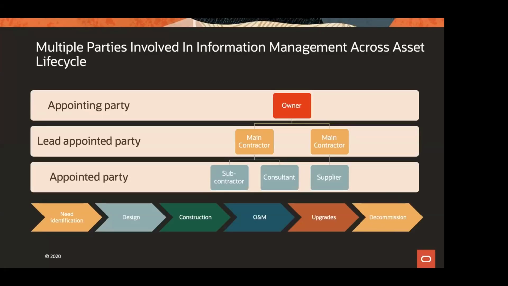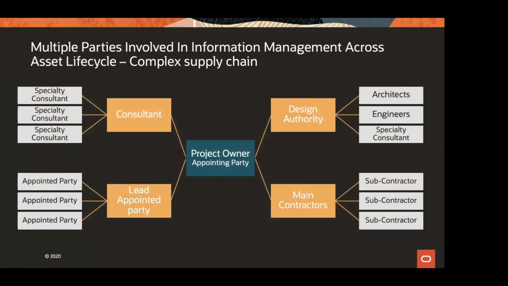So one of the challenges that we face is that we've got multiple parties involved in big capital projects. The appointing party or the owner normally has multiple lead appointed parties or main contractors, and a multitude of what we know as subcontractors, consultants, and suppliers, known within the standard as appointed parties. And depending on where you are in the life cycle of the project, these can change in number of organizations on a continuous basis. And this really results in a very, very complex project supply chain.